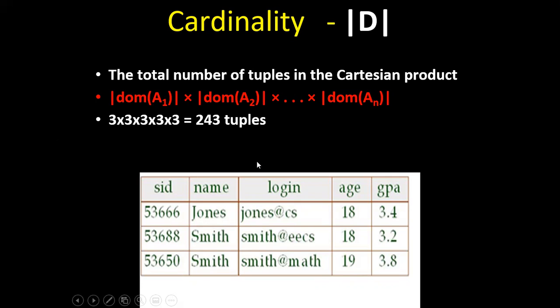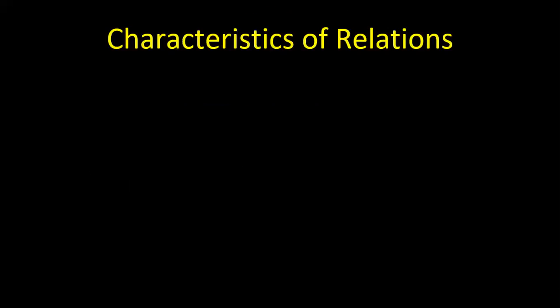But in a relation state, we may or may not require all these 243 tuples. According to the given condition, among these 243 tuples, we can extract only some of the tuples. We can just find a subset of these 243 tuples. That subset indicates the relation state. So now here we have considered 3 tuples. So this indicates a current relation state.